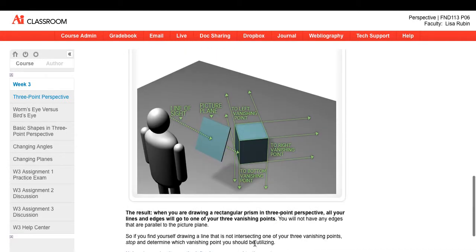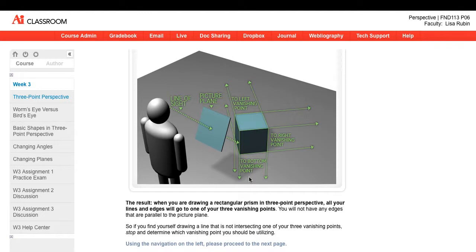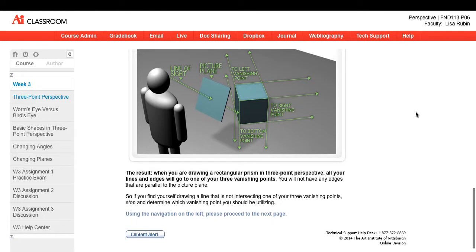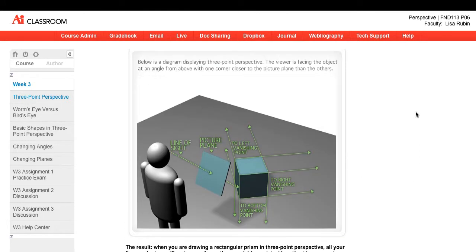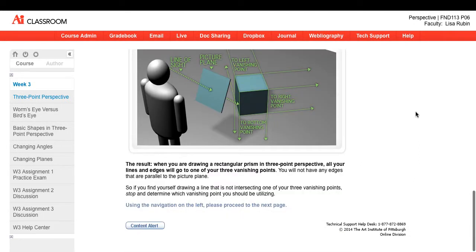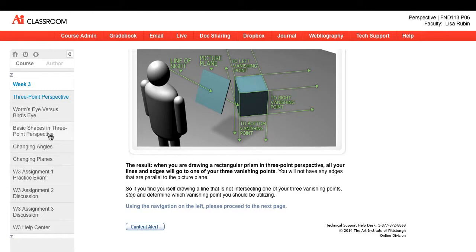Okay, I think this diagram here is a wee bit confusing because these lines look parallel, and really we want the lines to converge out here in space somewhere on a vanishing point. So just bear that in mind when looking at this diagram. And let's move further on.